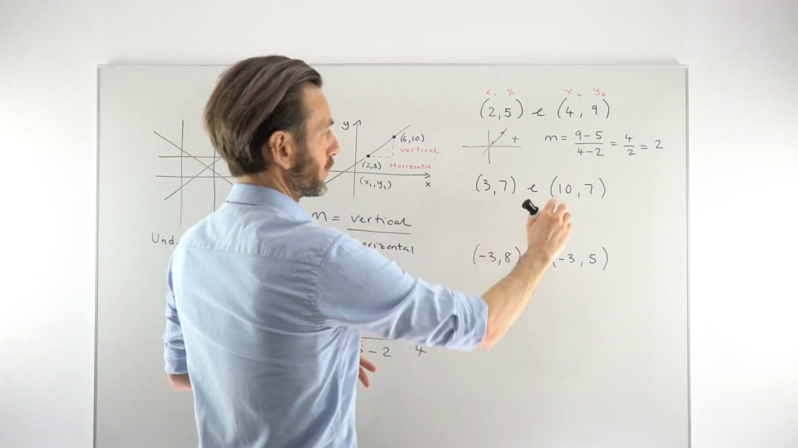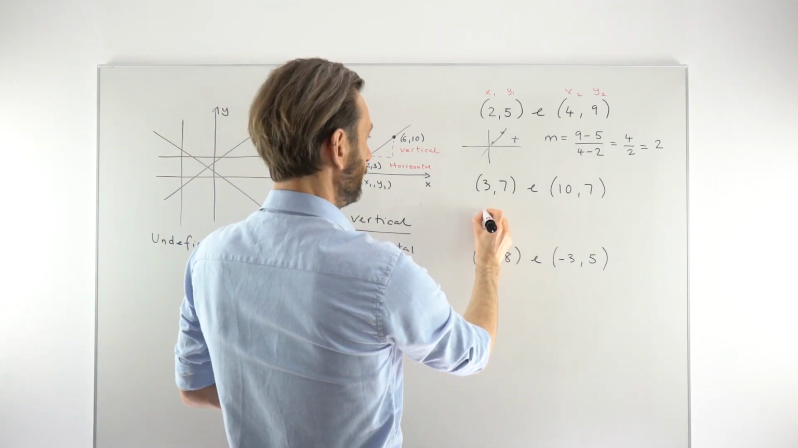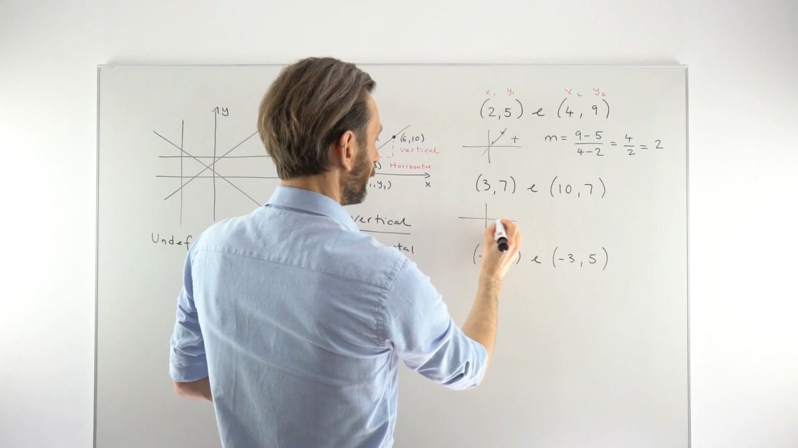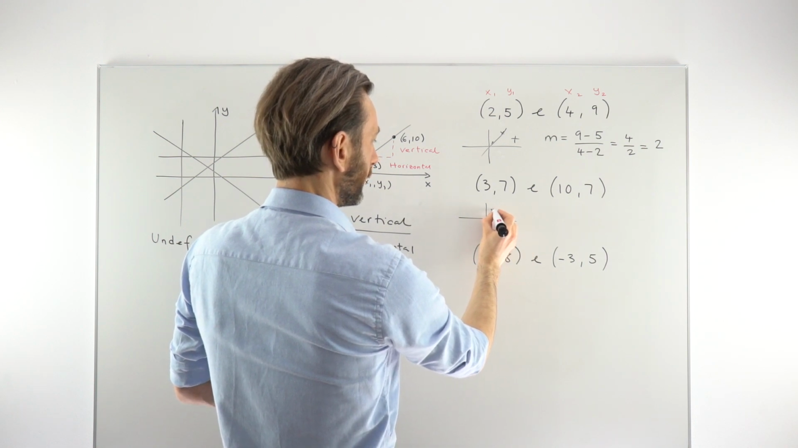So we'll draw little sketches for all of these. Let's fire up one for this next one. So 3 along and 7 up, let's say that's like there.